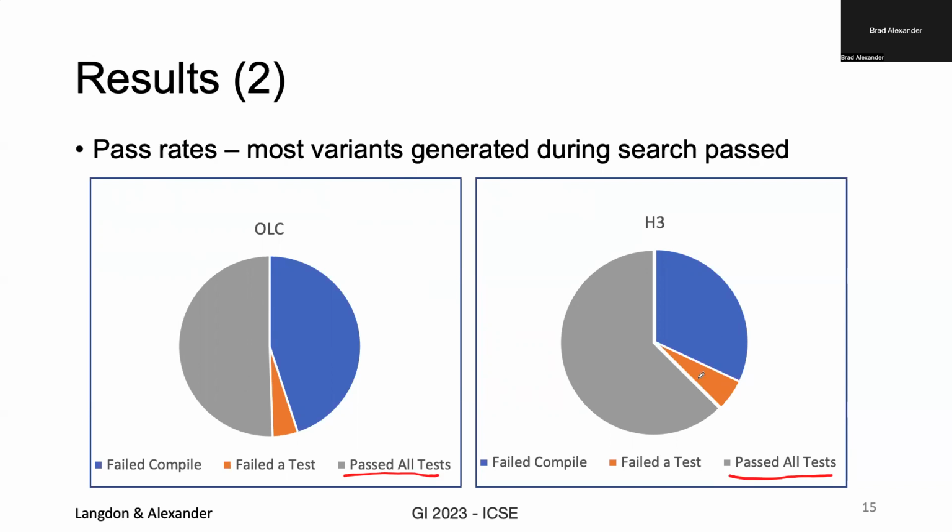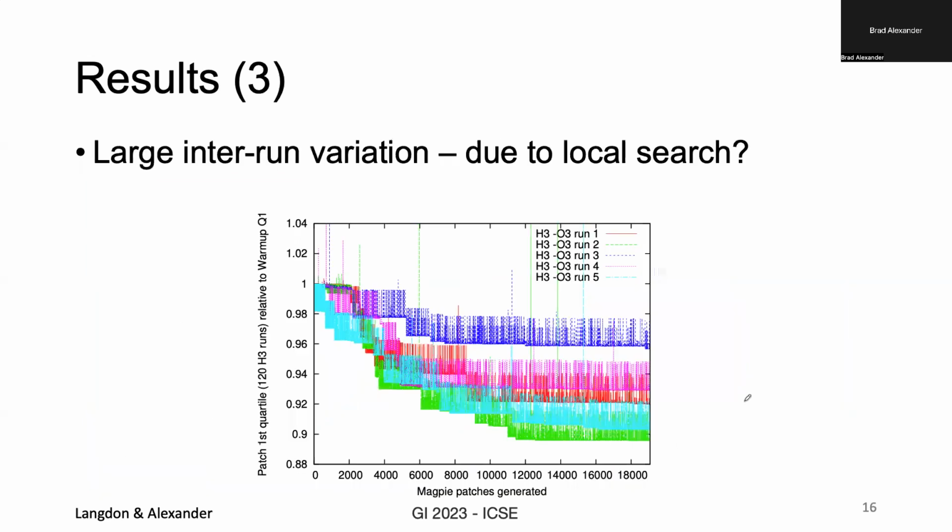So these are the variants during optimization, and we can see that for both OLC and H3, most variants are actually passing the test. We're getting some to fail to compile. This orange failing a test includes cases where things run for too long, and we use the standard sort of sandboxing that is provided by Magpie to prevent things from taking up too many resources.